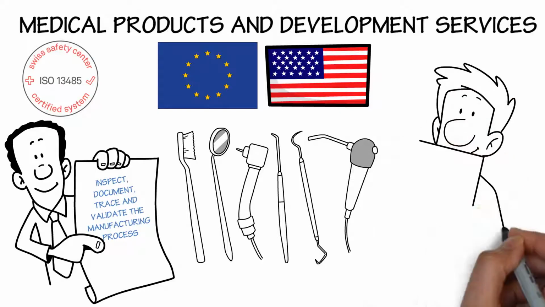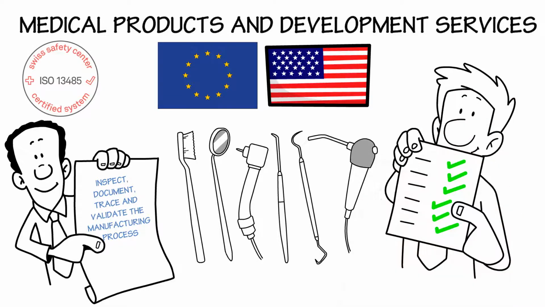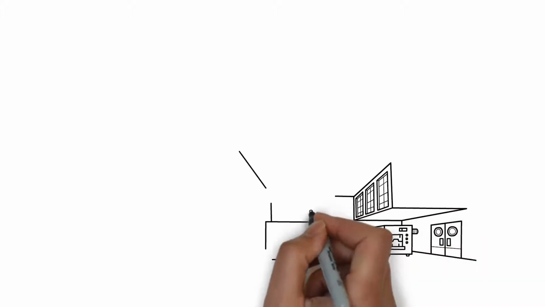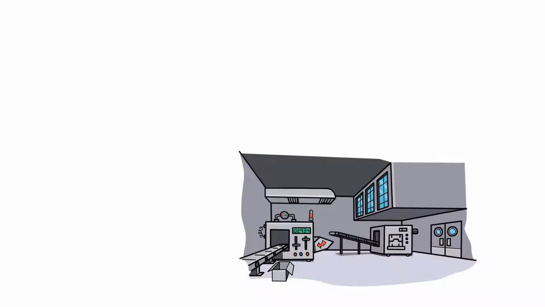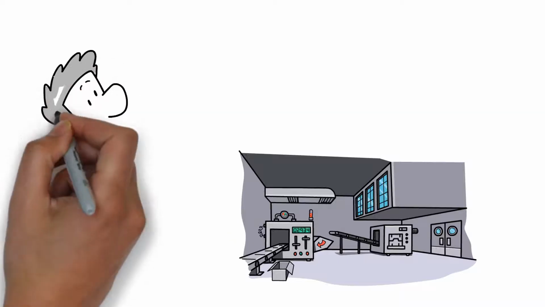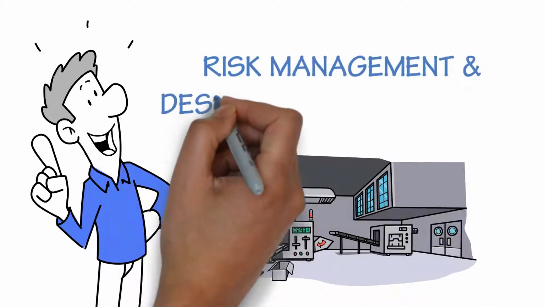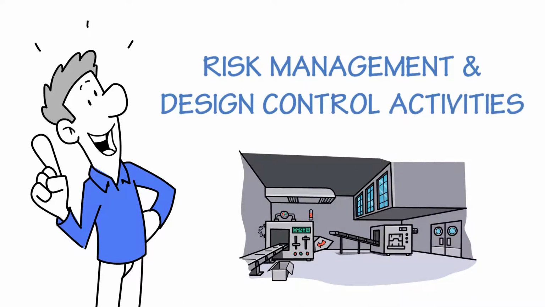It also allows to verify the necessary corrective and preventative actions and their effectiveness. ISO 13485 further indicates how to set up the controls inside the work environment to ensure product safety. It also shows how to perform risk management and design control activities during product development.